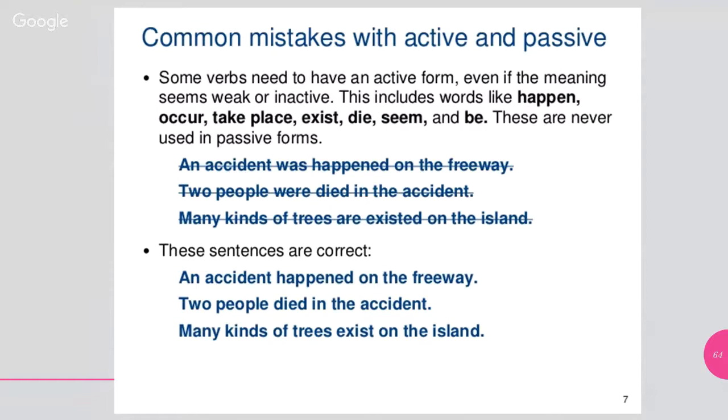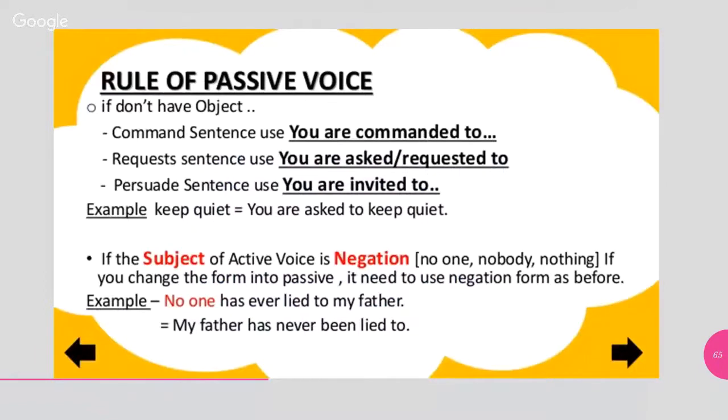We don't say two people were died. Two people died. Many kinds of trees existed on this island is the correct form. Or in present tense, exist on this island. If you don't have an object, for command sentences use you are commanded to, you are asked to, you are requested to, you are invited to. Keep quiet, you are asked to keep quiet.